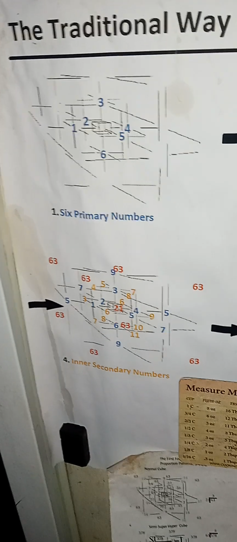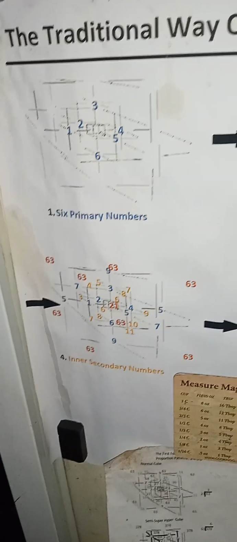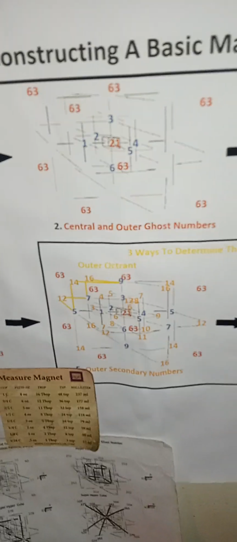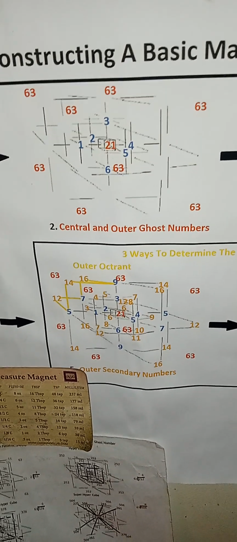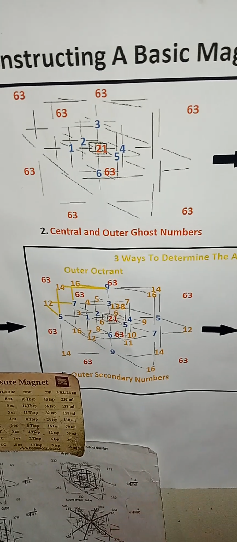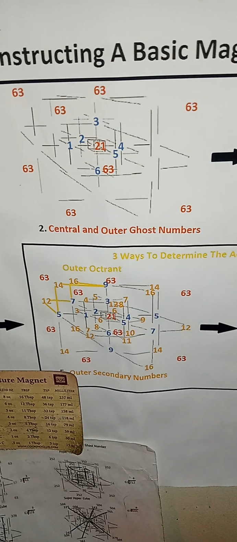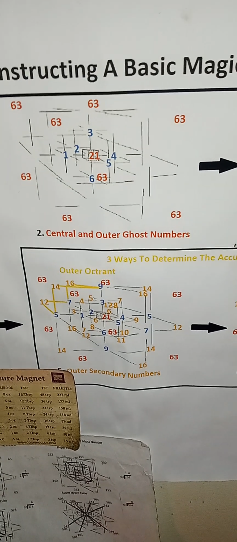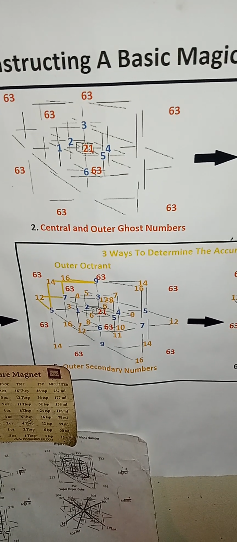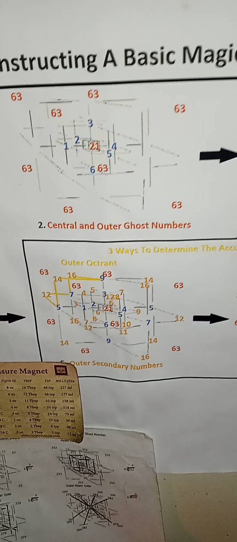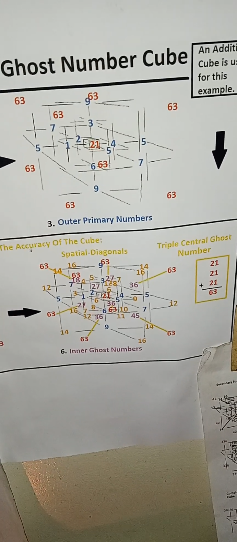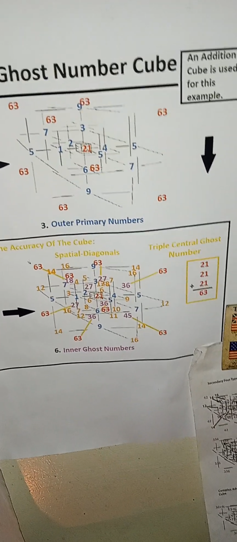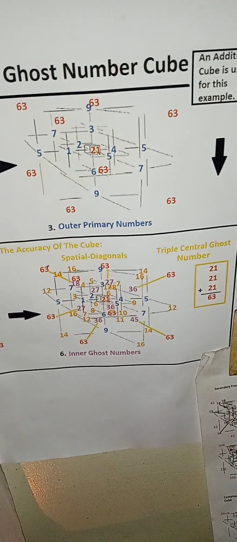You start out with the primary numbers 6, then you add the primary numbers together to get the central ghost number, and the central ghost number is just the outer ghost numbers, 3 times the central ghost number. 21 plus 21 plus 21 is 63, but I'll get to that. Then you do the outer primary numbers, which are also blue.